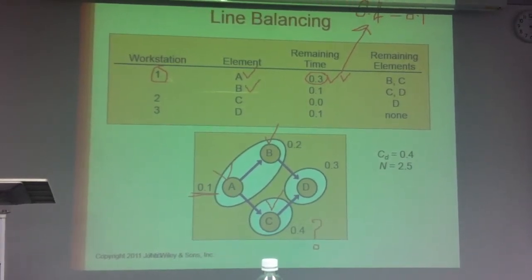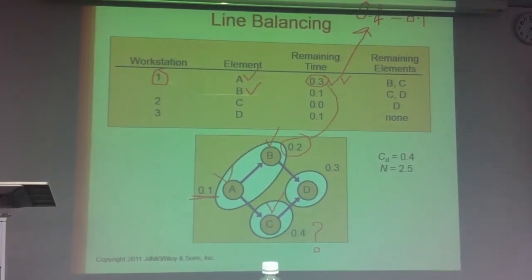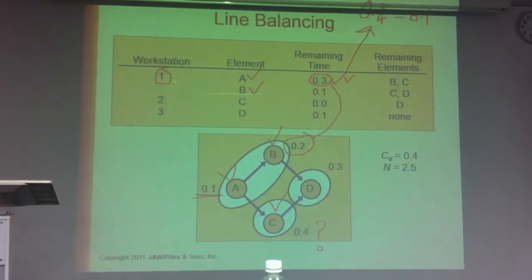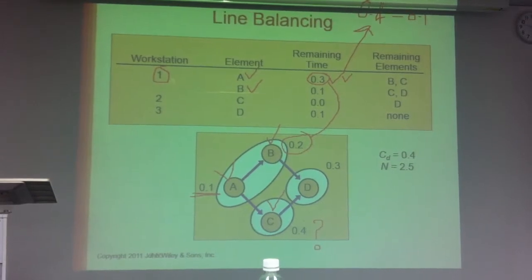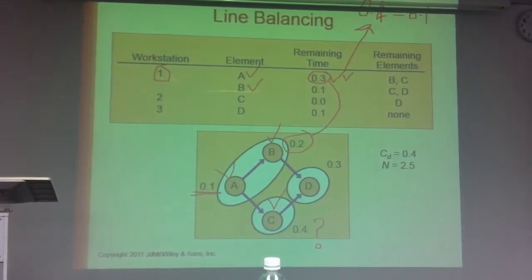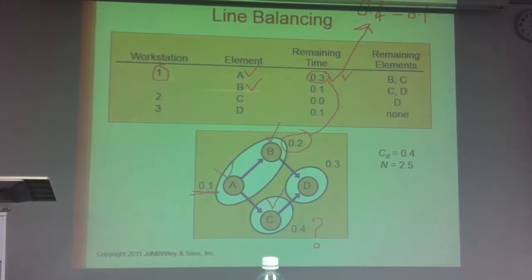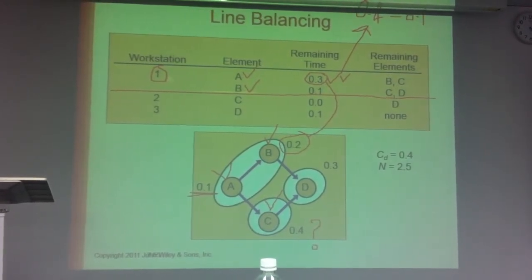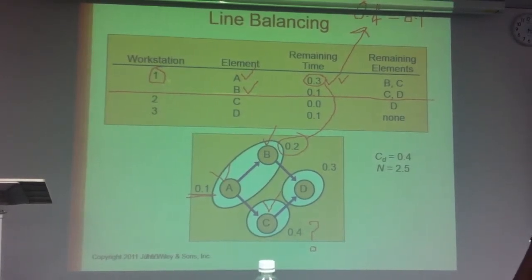But B requires 0.2, so 0.3 minus 0.2, left 0.1. Can we do anything with 0.1? Look at the diagram. Can we do anything with 0.1? No. If you can't, close shop for workstation 1. Start workstation 2. Once you start workstation 2, your cycle time will begin with 0.4 again.